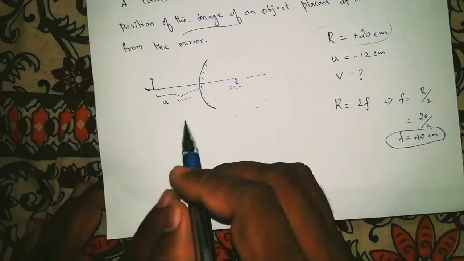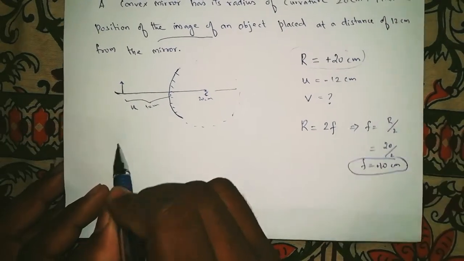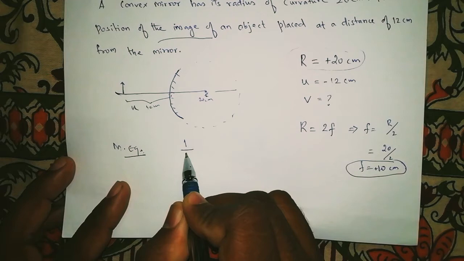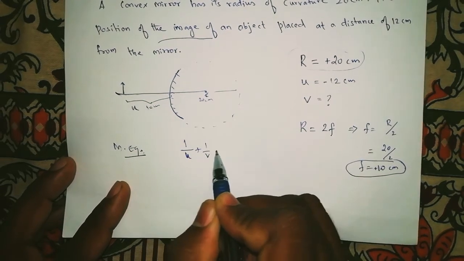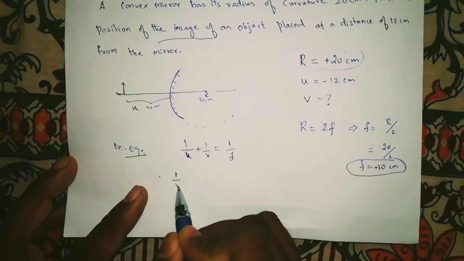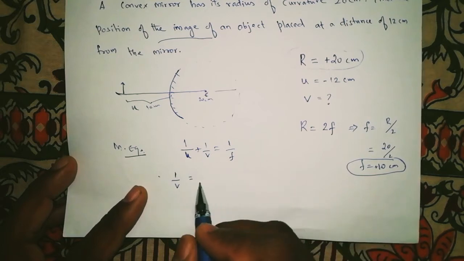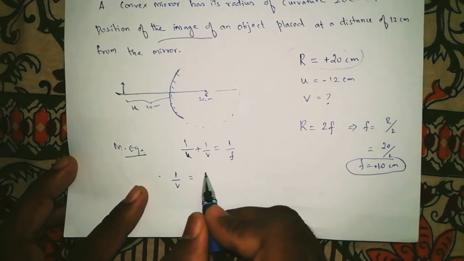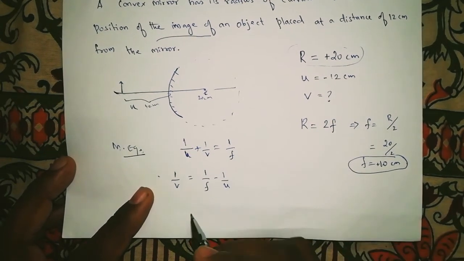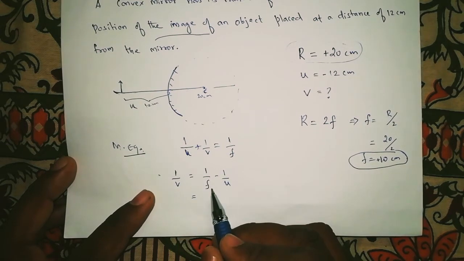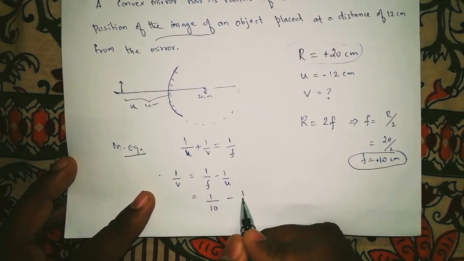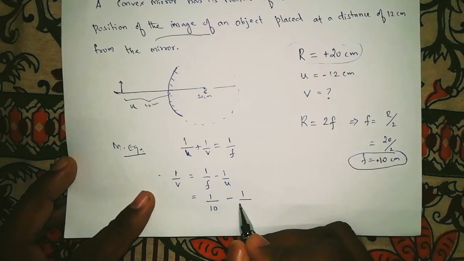So use the formula. What formula should we use? Yes, the mirror equation formula. The mirror equation is 1 by u plus 1 by v is equal to 1 by f. So what I should find is 1 by v. So take it on the other side. When u goes to the other side, it becomes minus. So 1 by v is 1 by f minus 1 by u. So what is our next step? 1 by f, we know that f is 10, so 1 by 10 minus 1 by u. How much is u? Minus 12. So you have to write it as minus 12.